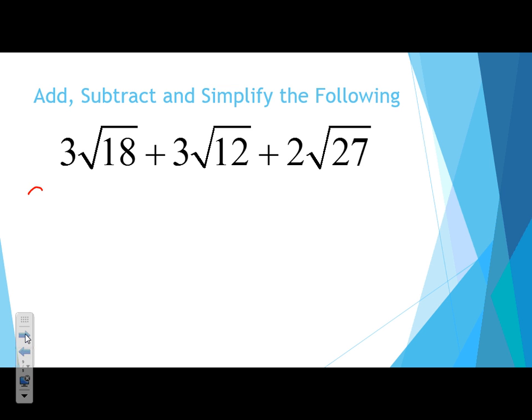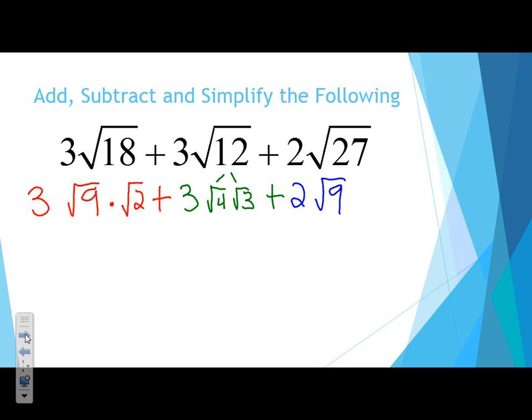So over here we have 3. Perfect square that goes into 18 is 9. So I'm going to have 9 times 2. Plus, over here I'm going to have 3. We're going to break down 12. Perfect square that goes into 12 is 4 and 3. Plus, we're going to have 2, 27. Now, 9 can also go into 27, and it can go in there 3 times. So 3 times 9 is 27.